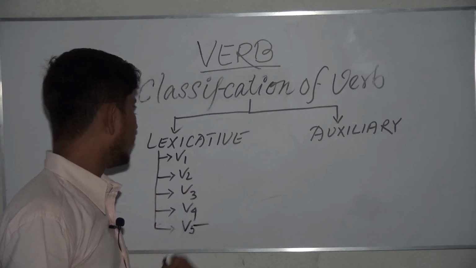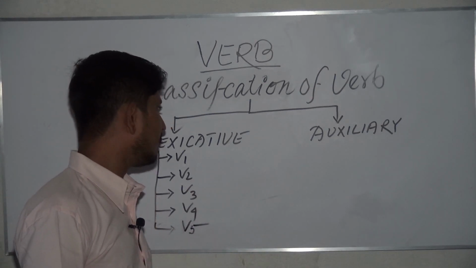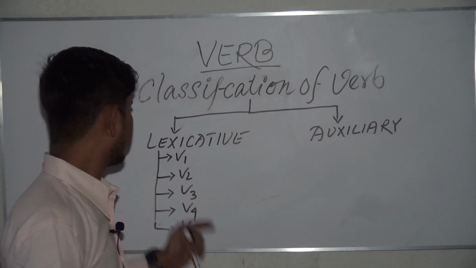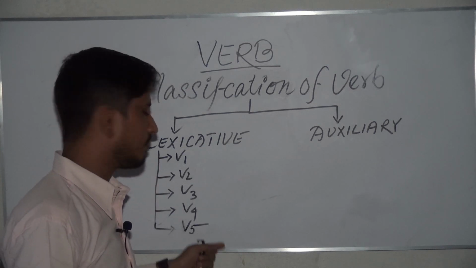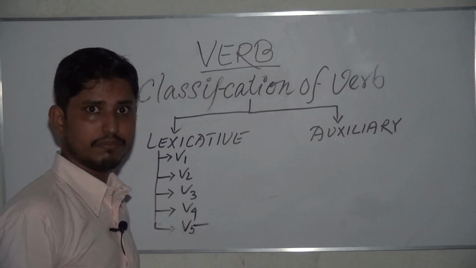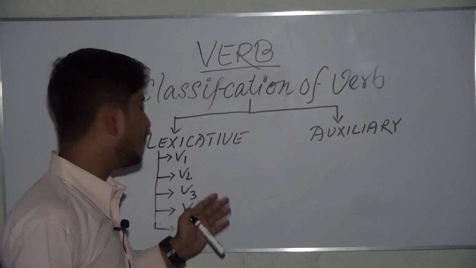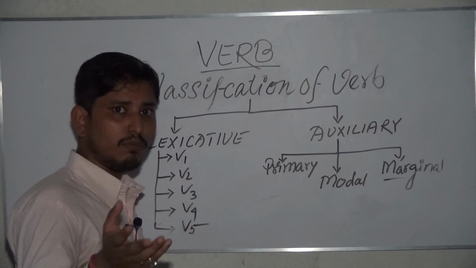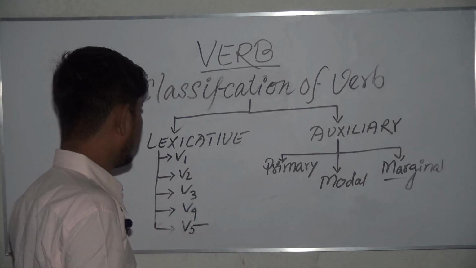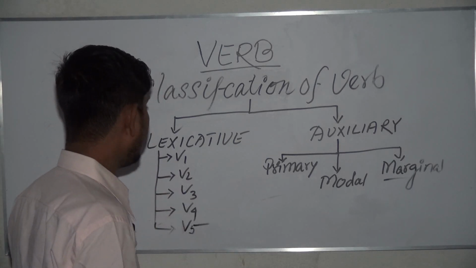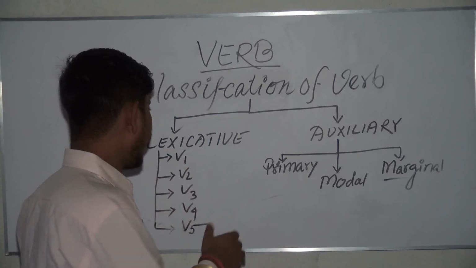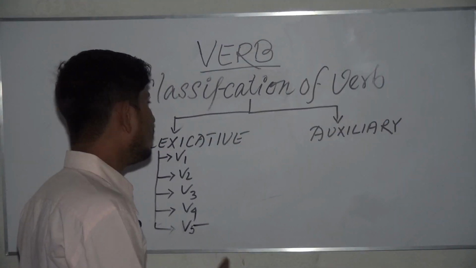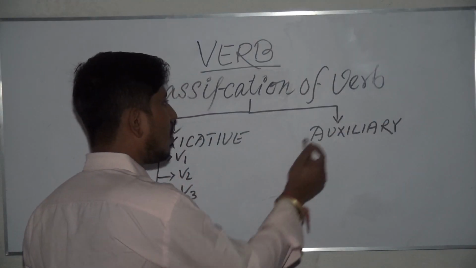So we cleared the concept of lexicative verb and we divided the lexicative verb into 5 parts: V1, V2, V3, V4, V5. And what is V1, what is V2, V3, V4, V5? We discussed it. If you have any problem further related to that formations of lexicative verb, I will later make another video to clear the concept. Now let's jump into auxiliary verb.